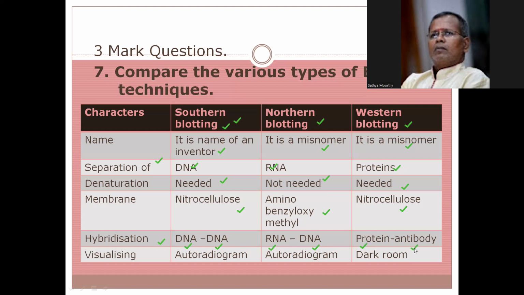Then how will we visualize this blotting? Southern blotting is visualized using autoradiogram, Northern blotting also using autoradiogram, and for Western blotting we use a darkroom. So the three types of blotting are described in your book, and the table is also given in the book.